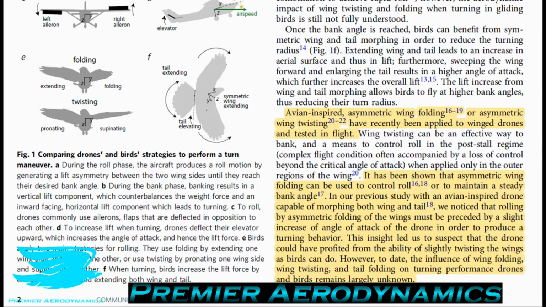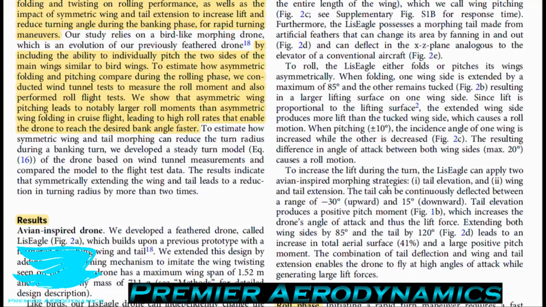So in other words, when they are tucking one wing in, they need to roll. They need to also precede this by a slight increase in lift. So this insight led them to suspect that the drone could have profited from the ability to slightly twist the wings as birds do. However, to date, the influence of wing folding and wing twisting and tail folding on turning performance in drones and birds remains largely unknown.